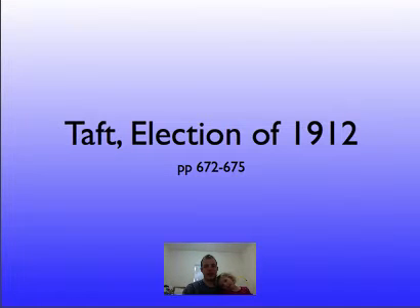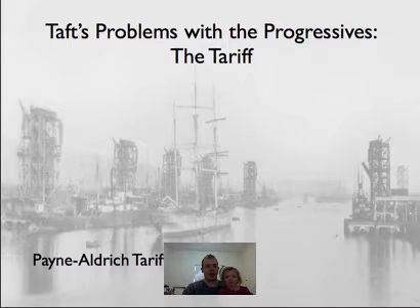Taft in the election of 1912. So, William Howard Taft is elected to replace Roosevelt as the Republican in office in 1908, takes office in 1909, and very early on his problems with the progressives begin over a variety of issues.